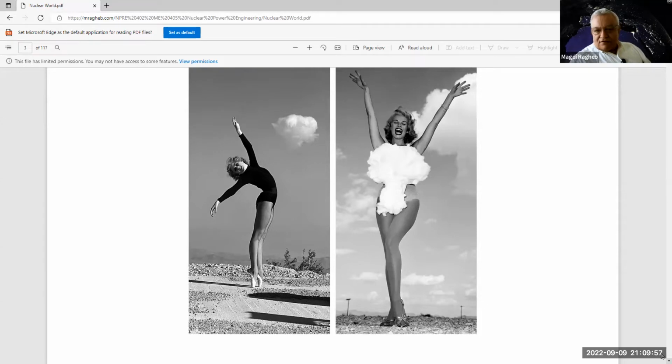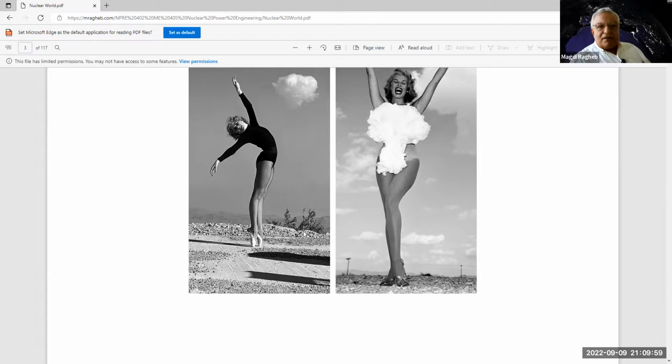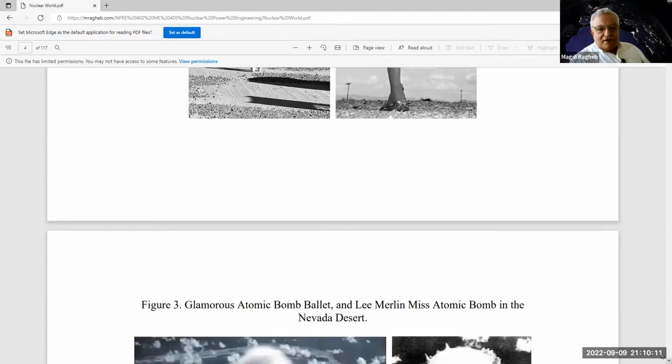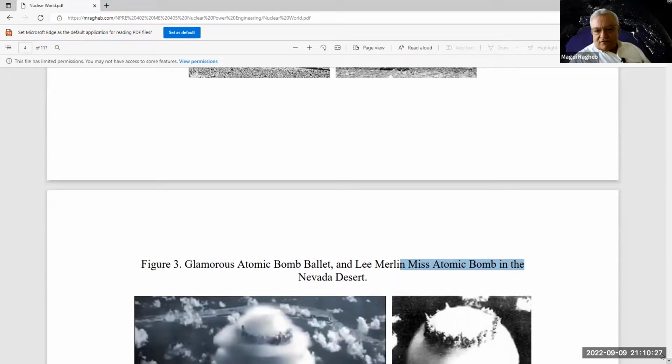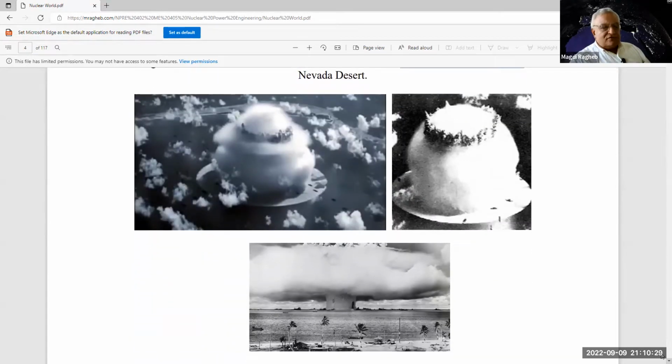You find here that young lady dancing a ballet, and another time here, maybe it's the same explosion, another lady having a cotton kind of a dress there. And it was some kind of very romantic, or I would say glamorous, atomic bomb ballet in that picture. And this is Miss Lee Merlin, simply given the title of Miss Atomic Bomb in the Nevada desert.